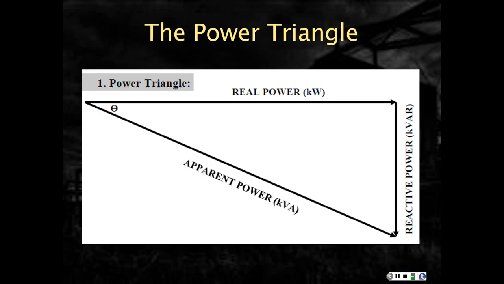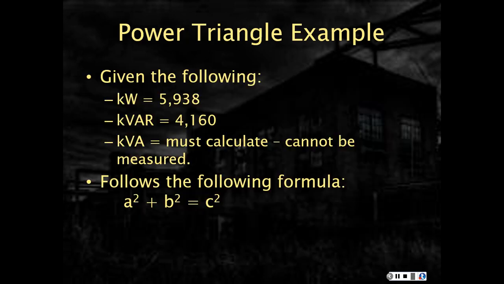What you see here on this slide is the relationship of the 3 powers that we just discussed. Real power on the top, kW, which can be measured directly. The reactive power, kVAR, forming a right triangle, also can be measured directly. And then the hypotenuse on the bottom, kVA, apparent power, which has to be calculated. So we can actually solve for the hypotenuse using the Pythagorean theorem, or a squared plus b squared equals c squared.